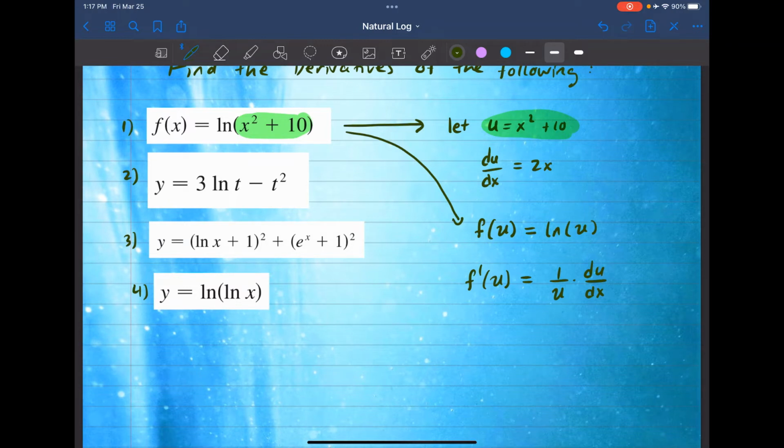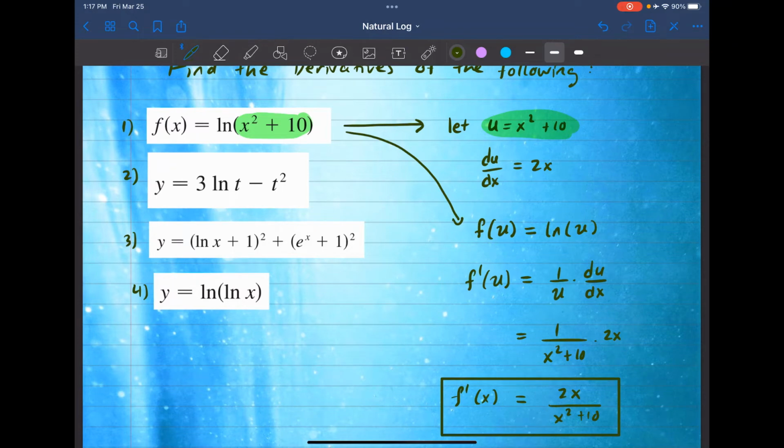Then just substituting in what u and du dx are. u, we said, is x squared plus 10. That's 1 over x squared plus 10. And du dx, that's 2x. That's right here. Multiply this by 2x. And just rewriting it as a joint fraction, this is 2x over x squared plus 10. So that's the derivative of the function in the x variable.